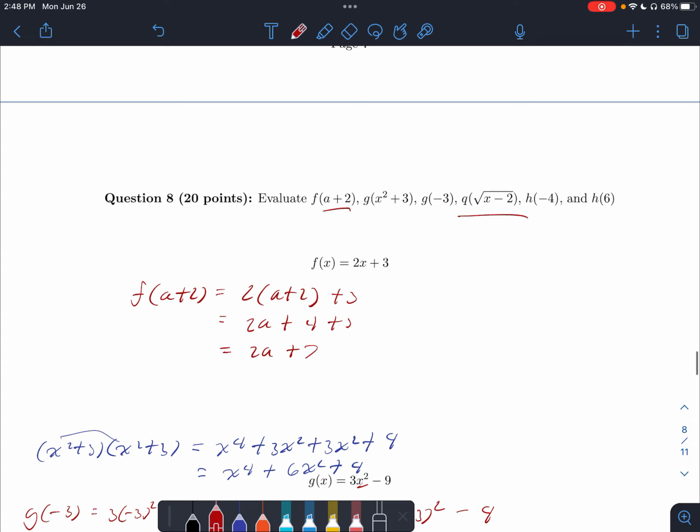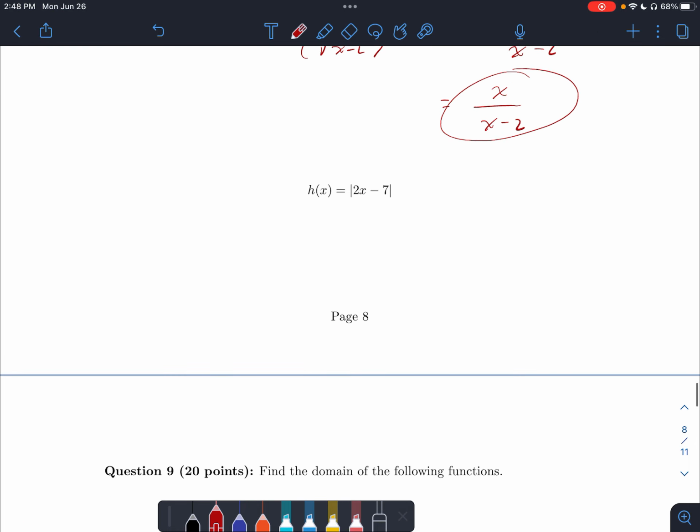Okay. Then we want to find h of negative 4. That'll be the absolute value of 2 times negative 4 minus 7. So we have 2 times negative 4, that's negative 8, minus 7, or the absolute value of negative 15, which is just 15. Remember, the absolute value sign just makes whatever the number on the inside is positive. Okay?